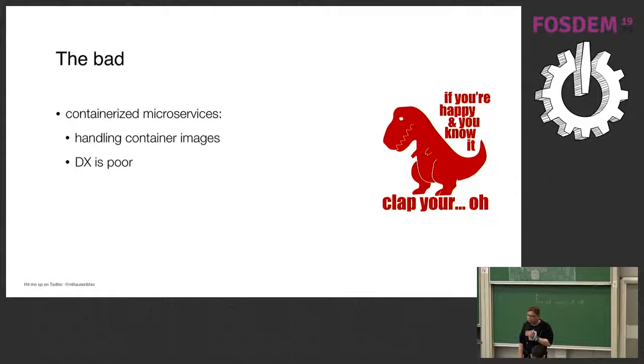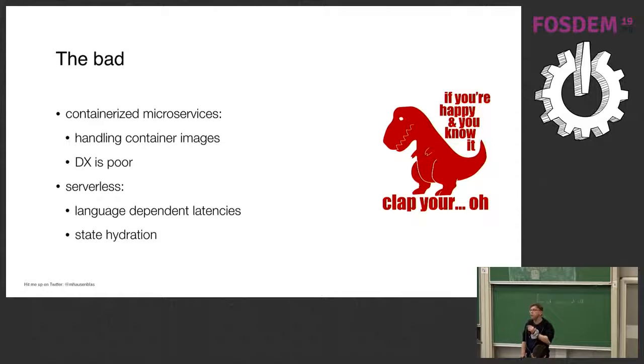And the core DX of Kubernetes is rather poor. It's not really a nice way for a developer to get into that. You really need to get the tooling right to make that not so painful. Serverless, you can have language-dependent latencies. So obviously, JVM has other cold start characteristics than Python, for example.